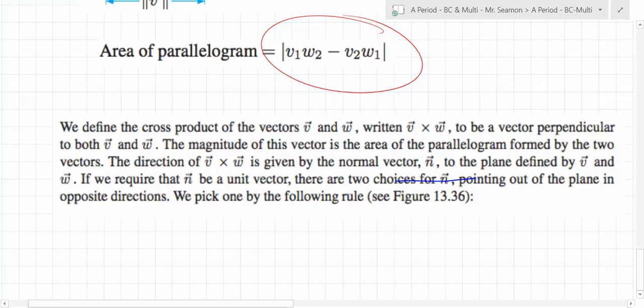No. Notice here. We define the cross product of the vectors v and w, written v cross w. Hey, look, notation with a cross. Yay, another way to have something you've seen before mean something completely different. I'm over this. Okay, come up with new symbols. To be a vector perpendicular to both v and w. So if you have two vectors in 3-space and you want a vector perpendicular to both of them, you will take the cross product.